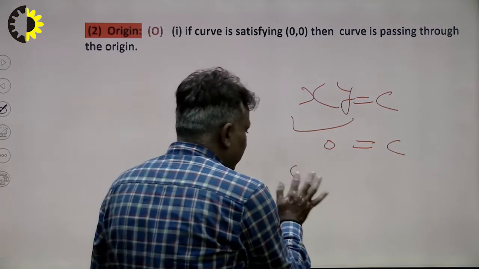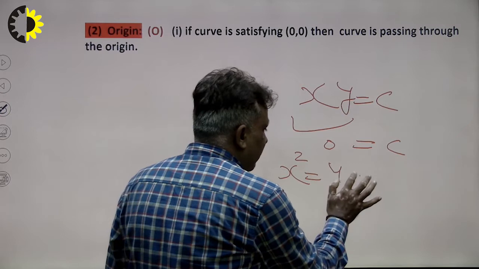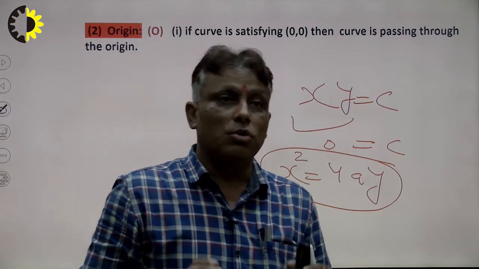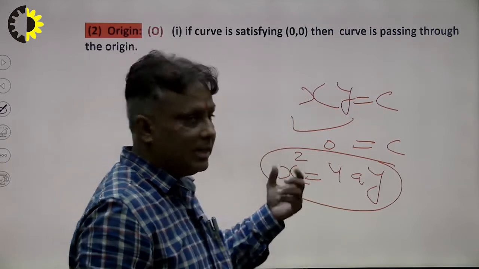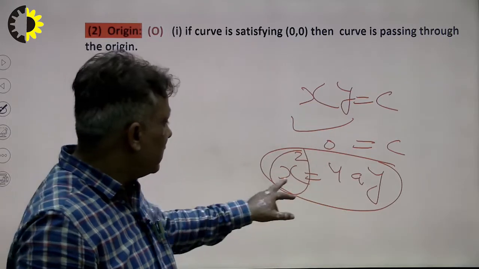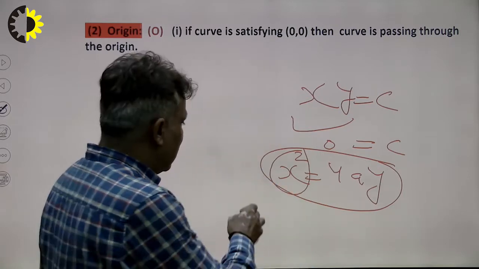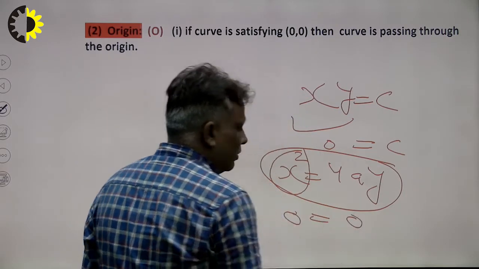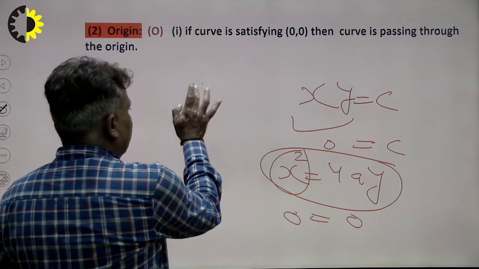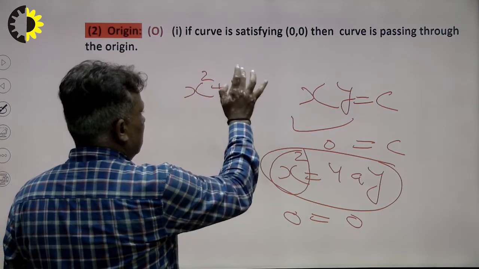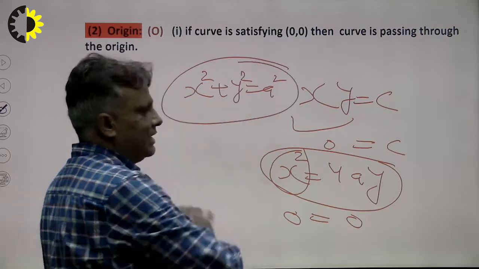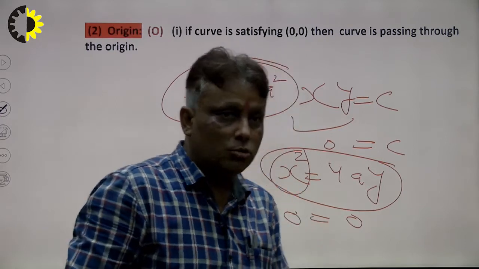Suppose I write a second example, x² = 4ay, right? I want to check whether this curve is passing through the origin or not. First of all I check its symmetry. The curve contains an even power of x, so this is symmetrical about the y axis. Second, the origin: this curve is passing through the origin. Why? If I write 0 in the place of x and 0 in the place of y, the left-hand side is equal to the right-hand side, which means this curve passes through the origin, right? Suppose I take x² + y² = a². Is this curve passing through the origin? No, because the left-hand side will be 0 and the right-hand side will be a², so this curve is not passing through the origin.